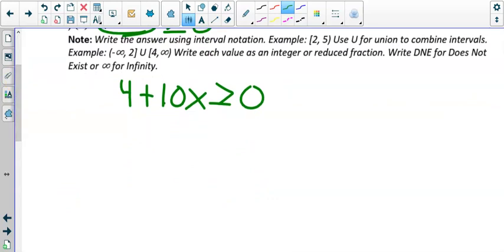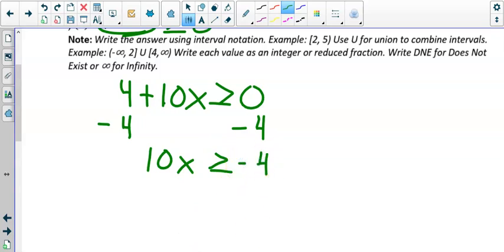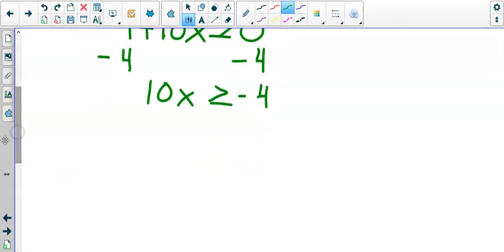So what are we going to do? Minus 4. Good. Minus 4, minus 4. 10x greater than or equal to what? Negative 4. Good. Love it. Because 0 minus 4 is a negative 4. Now what? All right. Divide by 10. Divide by 10. Does the sign flip?